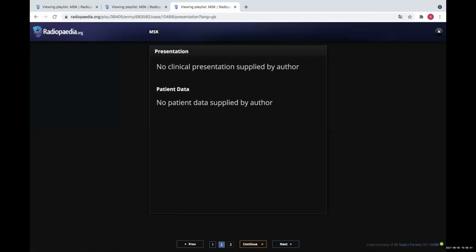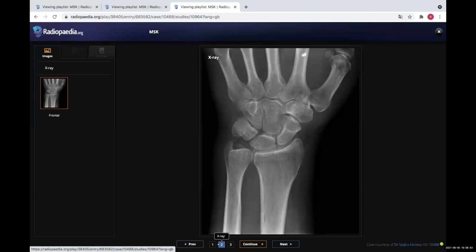So here also there is no important clinical picture. This is a frontal AP view of the wrist.